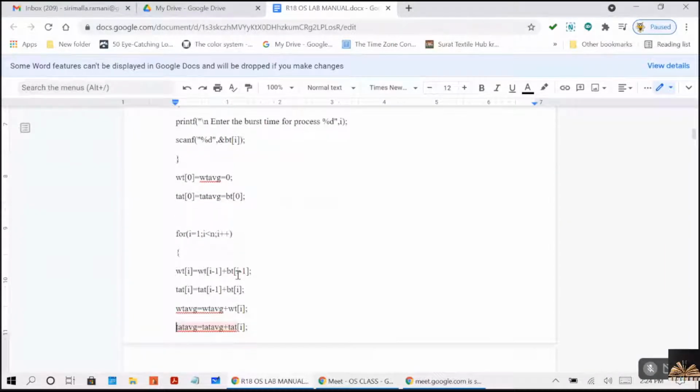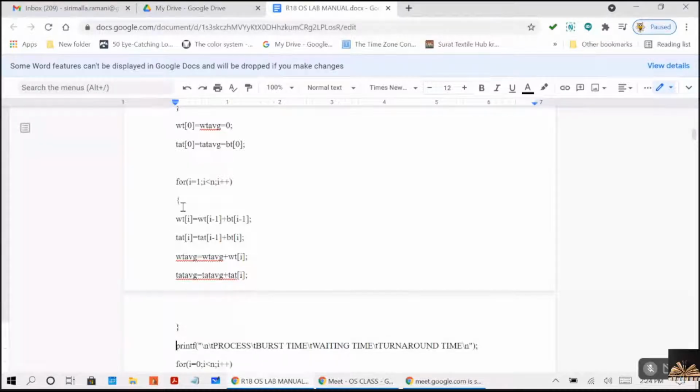Here we are calculating the waiting time and turnaround times for the jobs iteratively. For the first job, the waiting time is 0 and the turnaround time equals its burst time. For the next jobs, the waiting time equals the waiting time of the previous job plus the burst time of the previous job. The turnaround time of a job equals the turnaround time of the previous job plus the burst time of the current job.